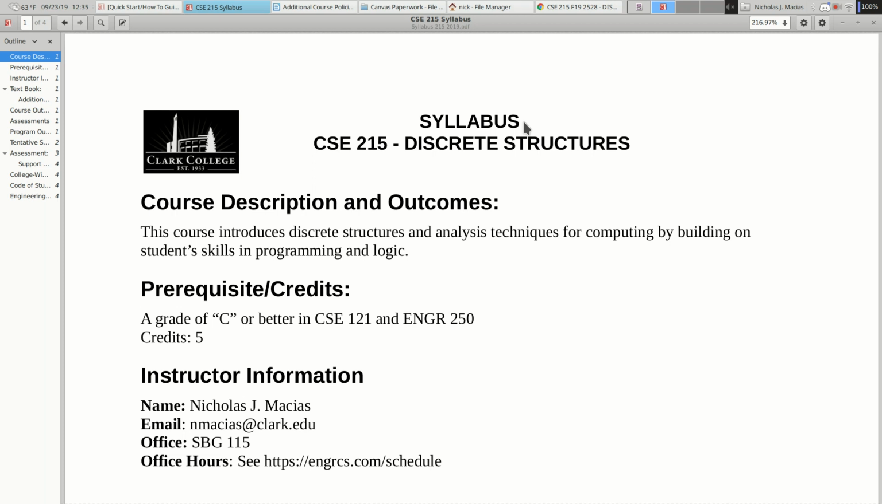My office is 115. It's the second office on the other side of the collaboratorium, right next to Izad's office. My office hours are on that website. They're on my door, and it's basically Tuesday, Thursday, 7 a.m. to 9:30 a.m.